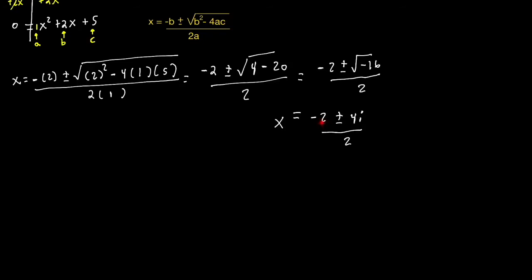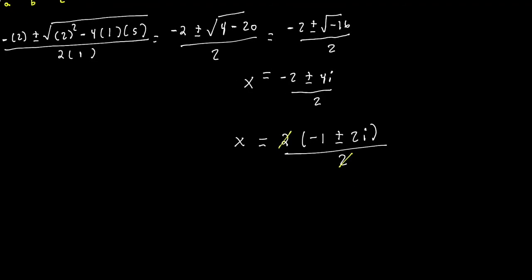Now 2 and 4 share a greatest common factor of 2, so I'll factor that out, leaving me with x equal to 2 multiplied by negative 1 plus or minus 2i all over 2. And here the 2's are going to cancel out, so my solutions are going to be x equal to negative 1 plus 2i, and x equal to negative 1 minus 2i.